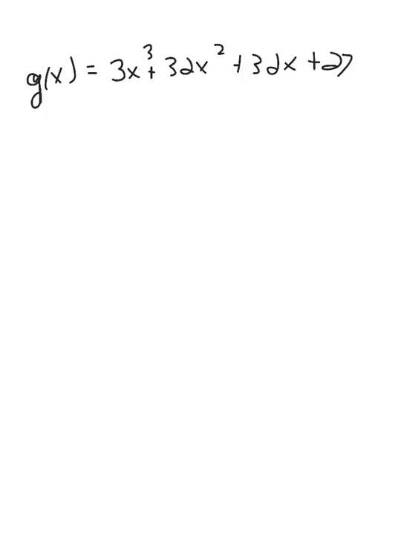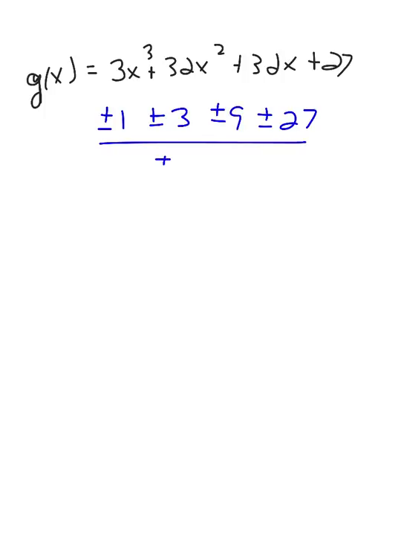Okay, so B is g of x. I have g of x is equal to 3x cubed plus 32x squared plus 32x plus 27. My constant factors are plus minus 1, plus minus 3, plus minus 9, and plus minus 27, over plus minus 1 and plus minus 3, the factors of 3.